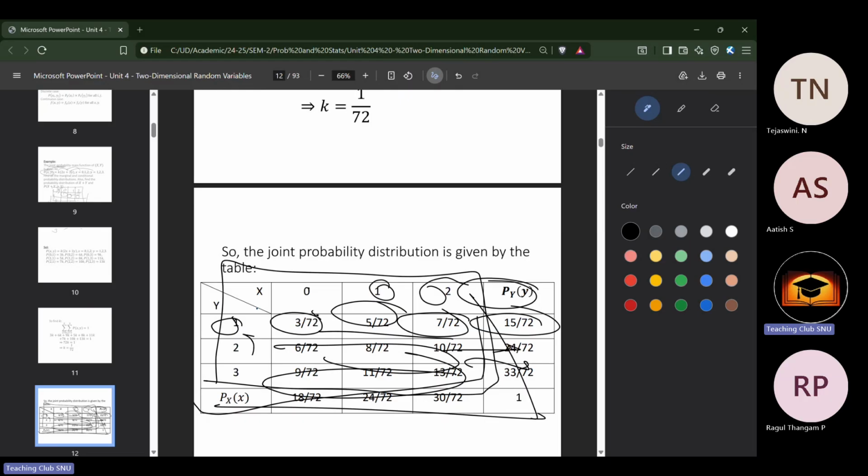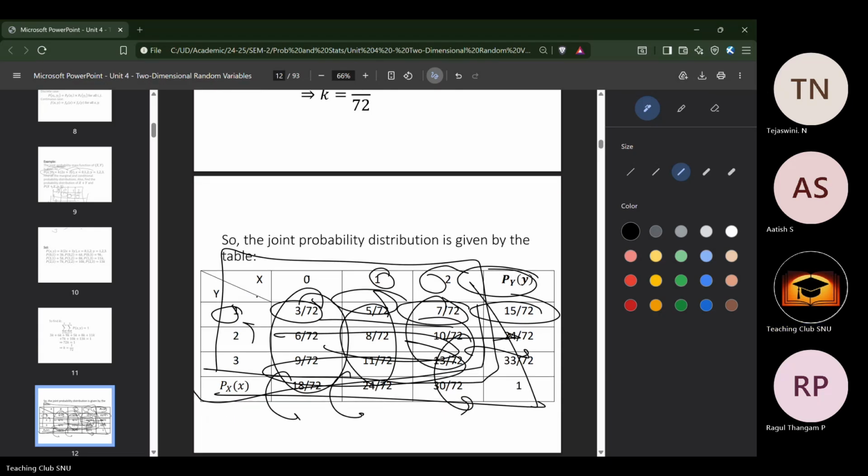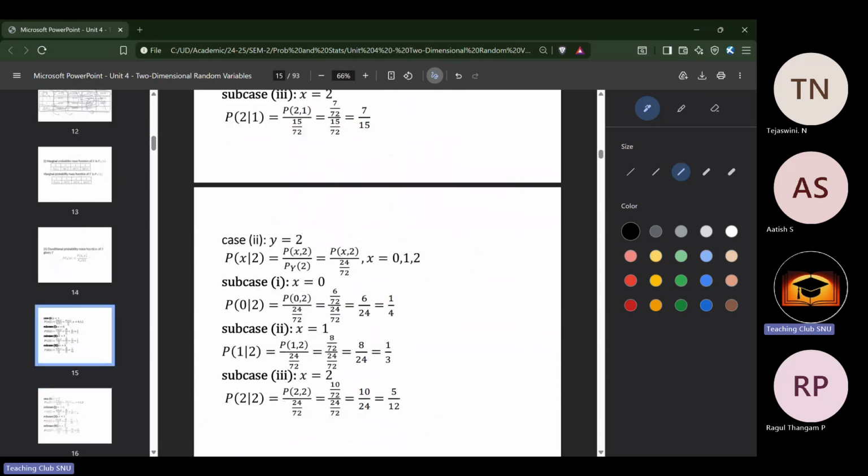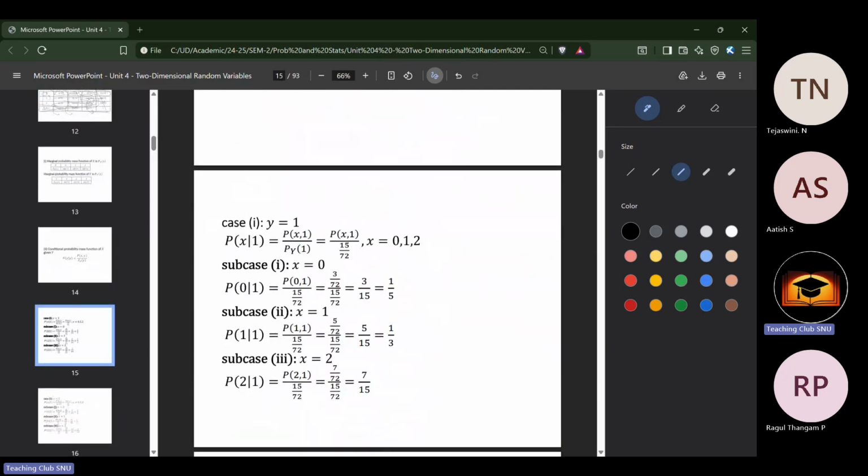Similarly, Px of x would be add all the values. This, that will give you this, this. Yes, beautiful. Next, conditional probability. You have to list out all the possibilities here.